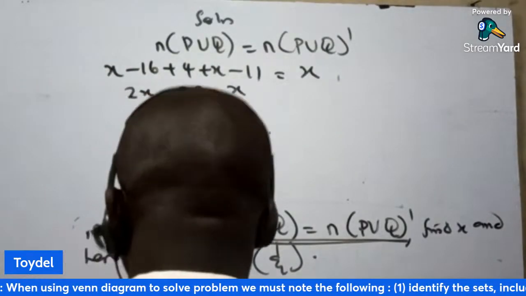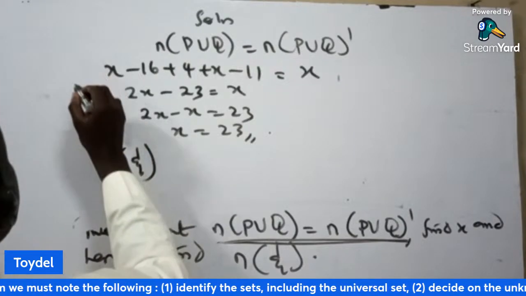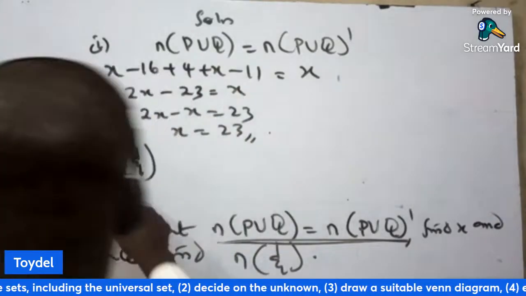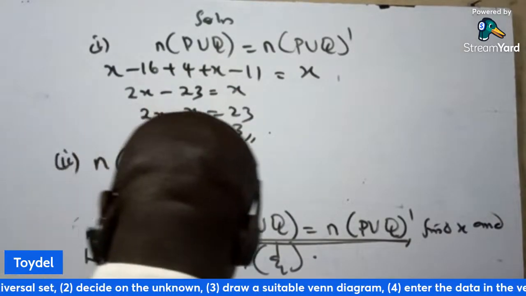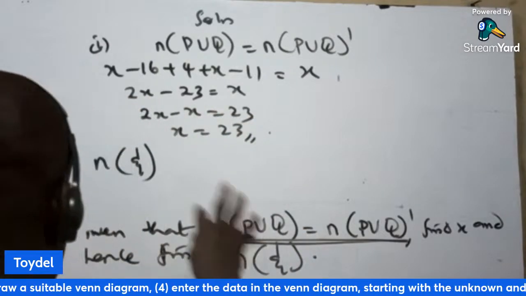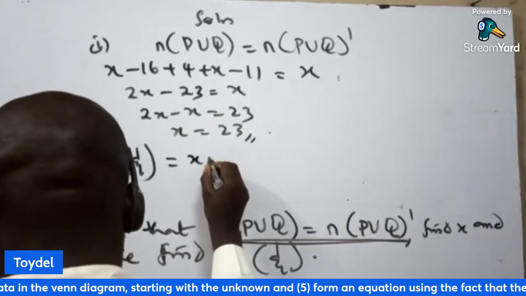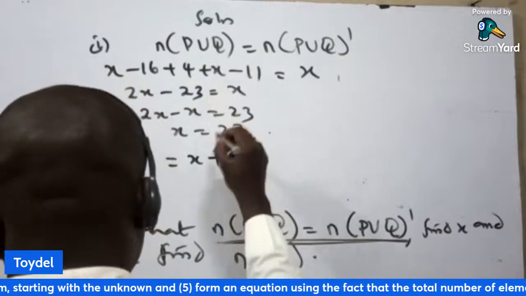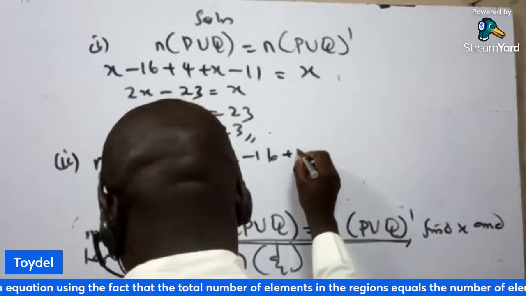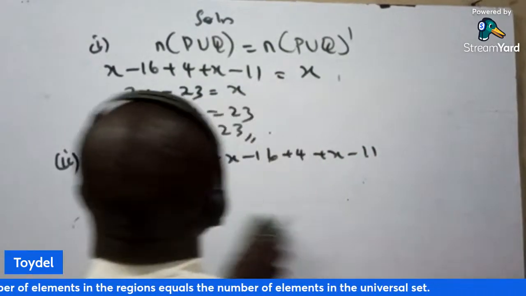Then the second question: we have to find the cardinality of the universal set. So how do we get that? For us to be able to get that, we just add everything together. If we add everything together, we are going to have x, plus the first x outside, plus x minus 16, plus 4, plus x minus 11. So we add everything that we have together.